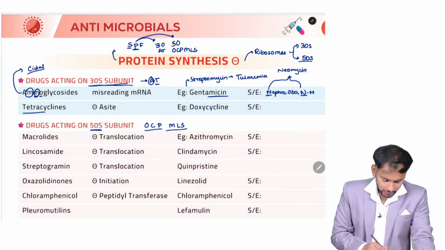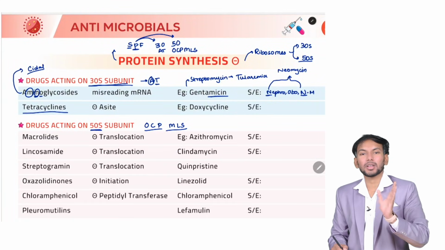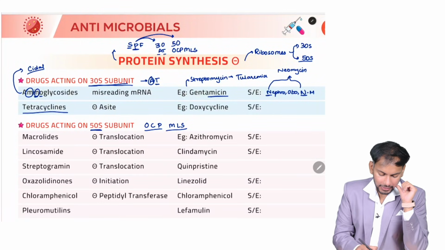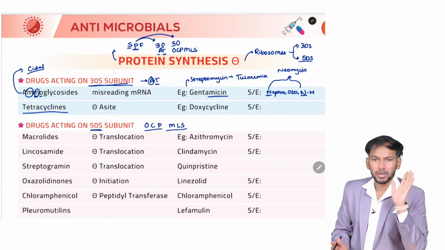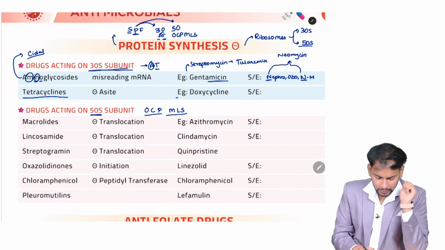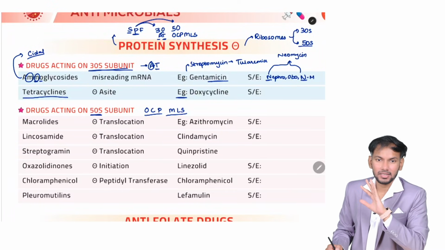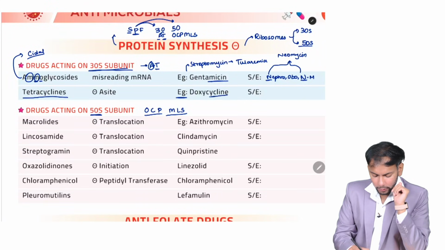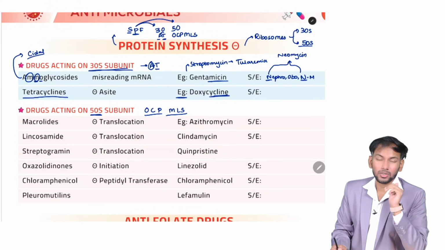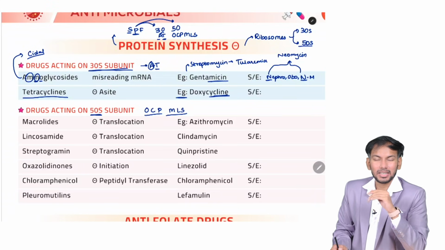Now, coming to the tetracyclines. Tetracyclines block the A site. I asked you to remember A and T. So, tetracyclines work by blocking the A site. This is how you can remember. Now, what are the drugs in tetracyclines? All the cyclines are tetracyclines. Any drug you see with the name cycline is a tetracycline: doxycycline, minocycline, tetracycline, oxytetracycline, all of these.